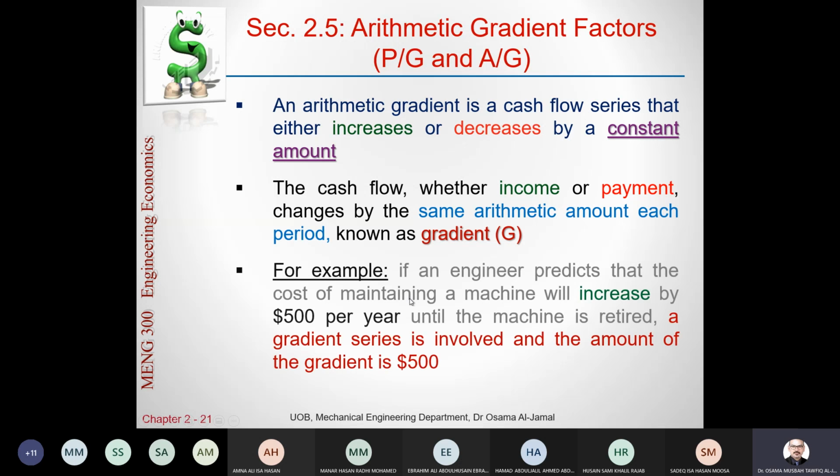If an engineer predicts the cost of maintaining a machine, so he has a cost, he puts in his mind that in year one, we're going to pay, for example, $1,000 as a cost for maintenance. Maintenance cost is always upward. So the cost of maintaining a machine in the first year was $1,000. It's just an example here. This is year one.